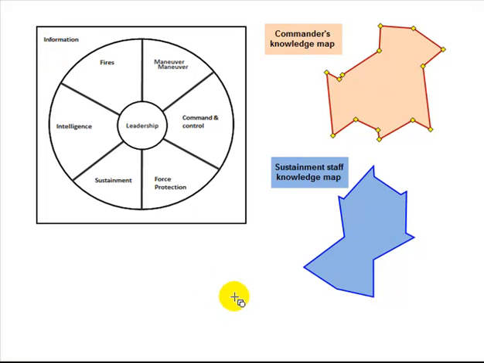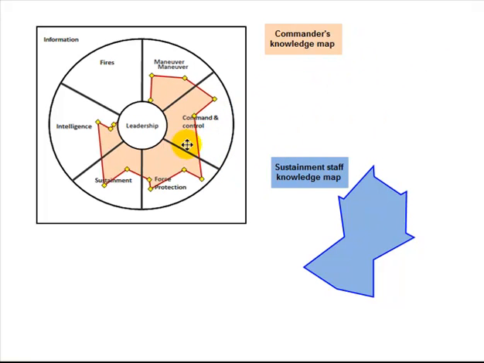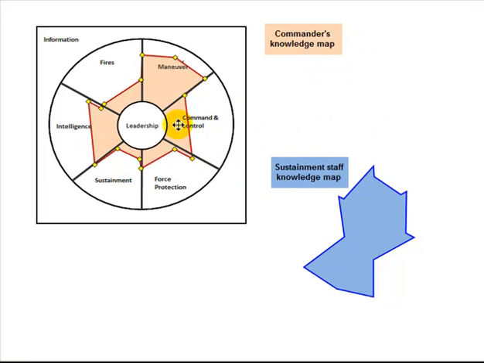Now let's suppose that this represents the skill sets of our commanders and staff officers. And we could represent the commander's knowledge map, a maneuver commander, for example, in the red shaded area. He's a maneuver commander, and so his depth of knowledge is large, and he has a working knowledge of all of the other warfighting functions. He's especially strong in intelligence and command and control.